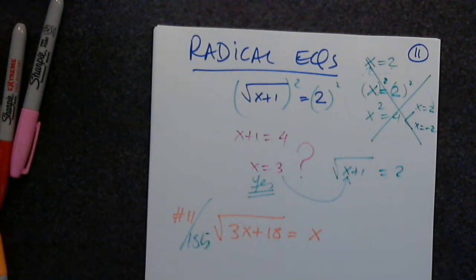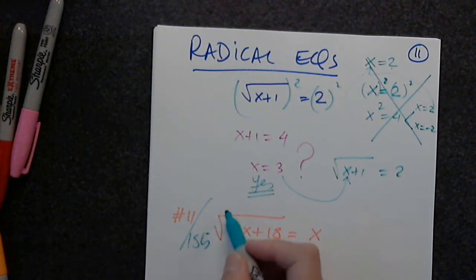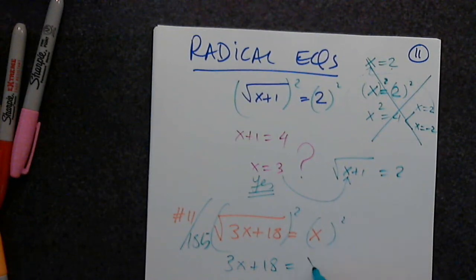Okay, so then what do I do? Now, is the radical isolated on one side? The answer is yes. And there is only one term on the other side, just x. Perfect. So let's square. When you square the left-hand side, what do you get? 3x plus 18. And when you square the right-hand side, x squared.